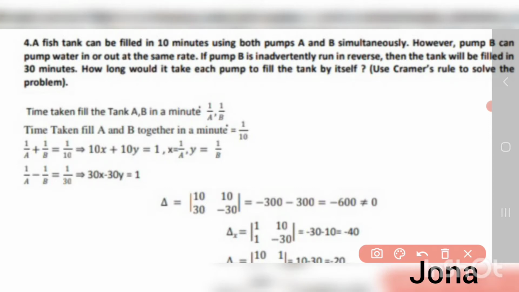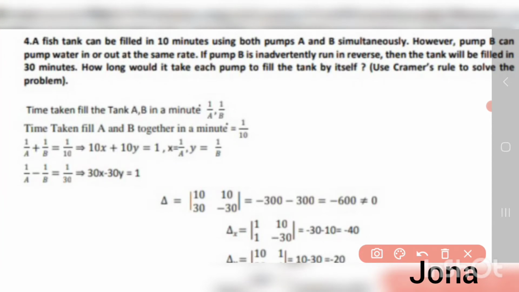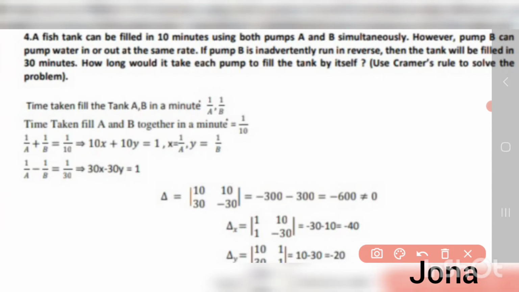So 1 by A plus 1 by B equal to 1 by 10. Cross multiplying, it will become 10x plus 10y equal to 1, where x equal to 1 by A and y equal to 1 by B.